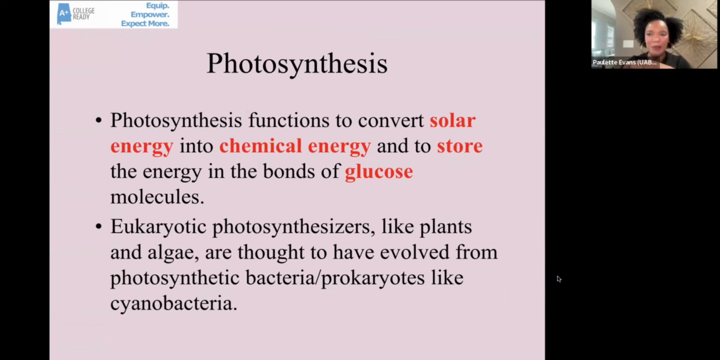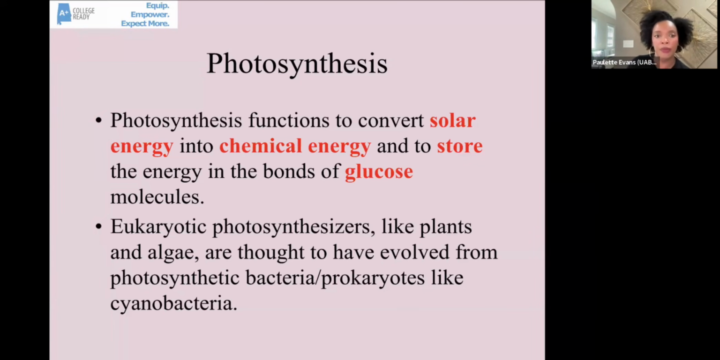Photosynthesis functions to convert solar energy into chemical energy. It's a super important process for us. You want to know why? We cannot do it. So for us, it's extremely important that this process occurs and continues to occur. All right. And to store the energy in the bonds of glucose molecules or sugar molecules. Okay. So twofold: capturing energy and transforming that energy from the sun into the bonds of organic molecules and chemical energy, and storing that in the bonds of sugar, right?